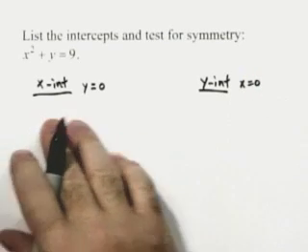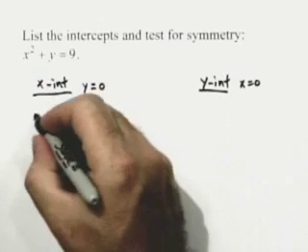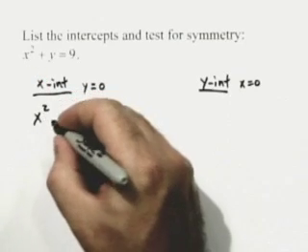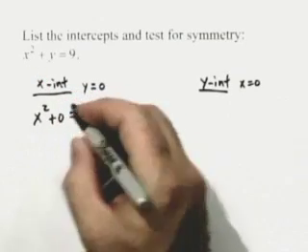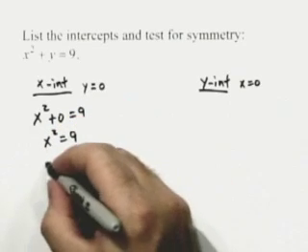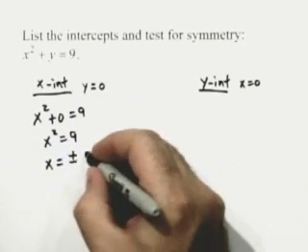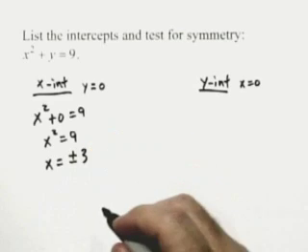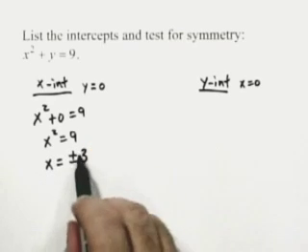To find the x-intercepts, we'll go ahead and put in y equal to 0 in our equation. We'll have x squared plus 0 equals 9, where x squared is equal to 9. Solving for x, we'll get x is equal to plus or minus 3. So the x-intercepts are plus or minus 3.